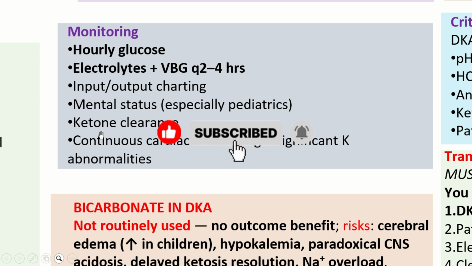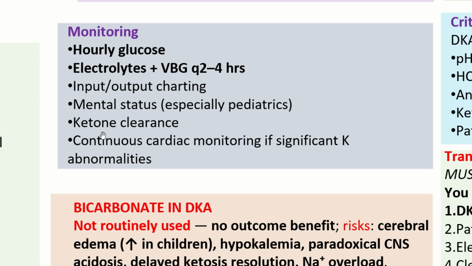And then you want to check for ketone clearance. Are we still having ketones in urine? You check for that. Then you want to do continuous cardiac monitoring, because this can tell you if there are changes in potassium, all those abnormalities in potassium.